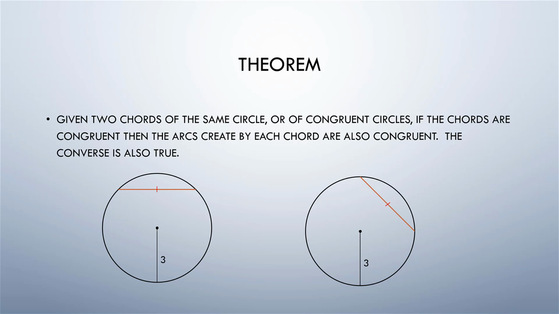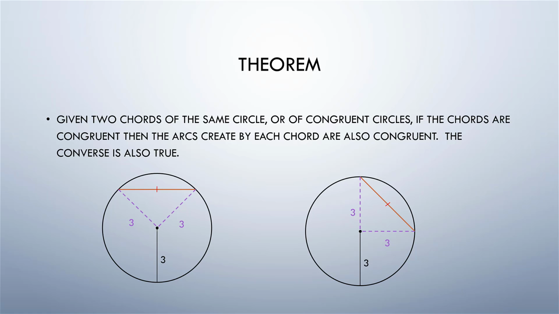So what this means is, here I have two congruent circles. I know they're congruent because they each have a radius of 3. Any chords that are part of congruent circles, so in here, this red chord, those are marked congruent. That means that those arcs that are created by them are also congruent. And there's a reason for this.